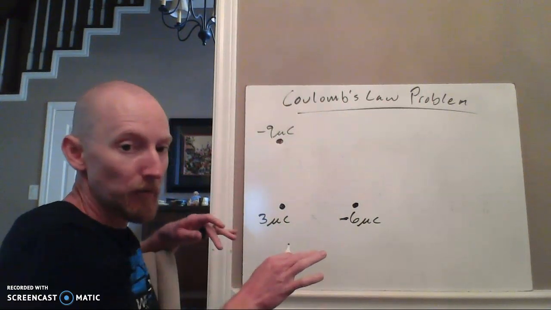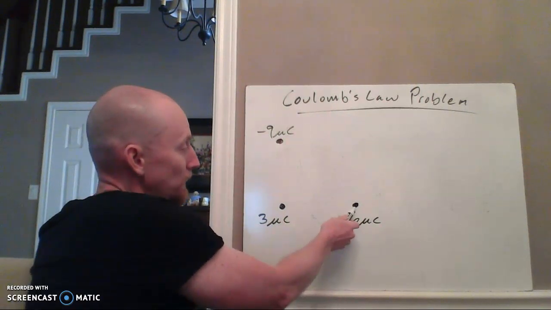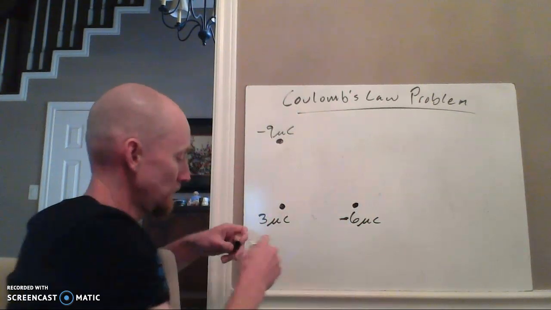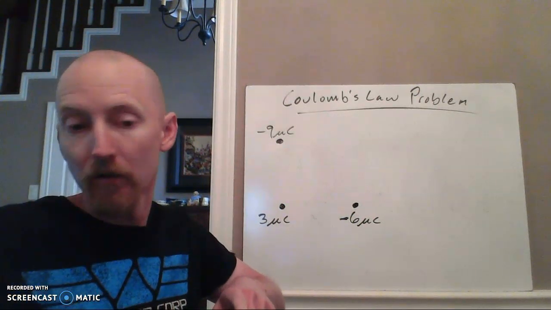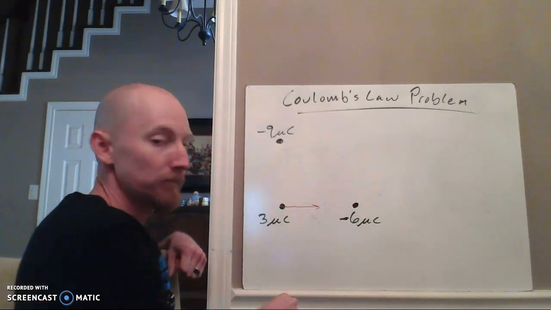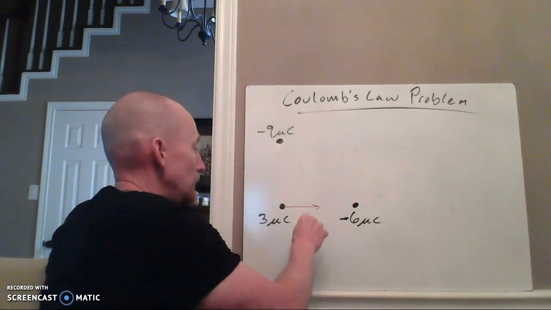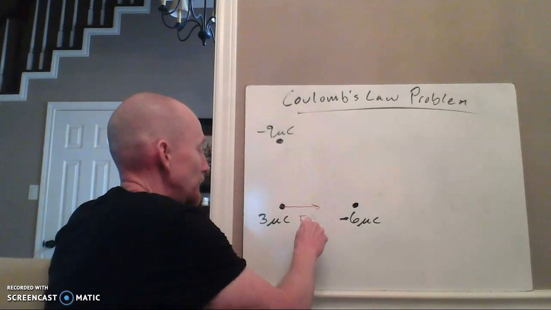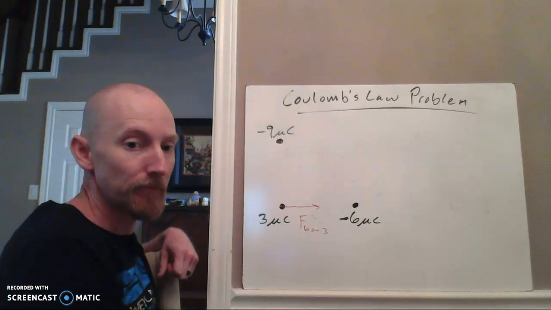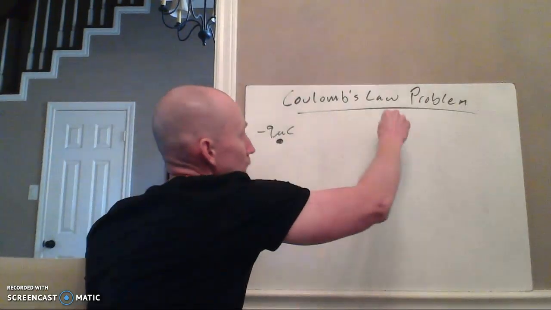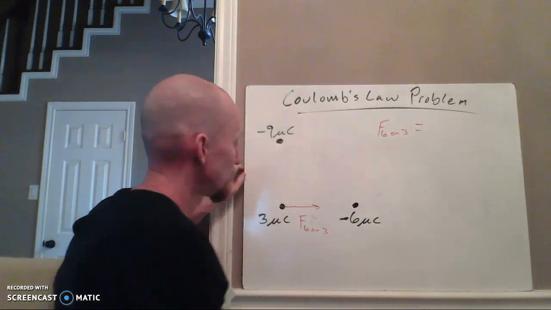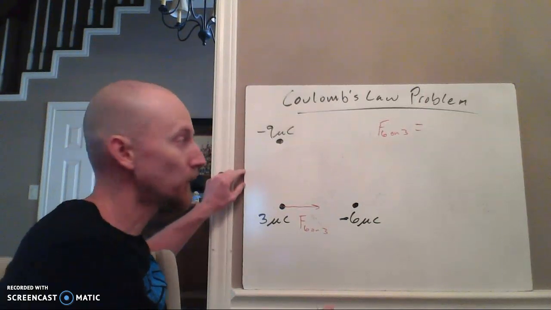So here's what I do is I break it up into pieces. I say, what is this one going to do here? Well, this charge right here is going to make this one go that way. I could call that force of 6 on 3. Okay, and we can figure out what that force is. Force 6 on 3, right? We just got to do K Q1 Q2 over R squared.